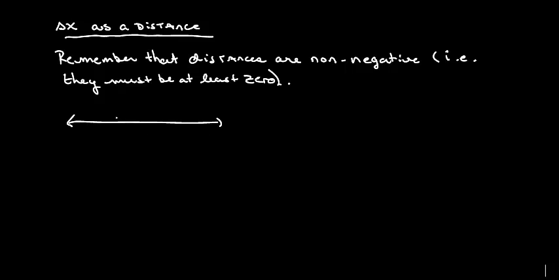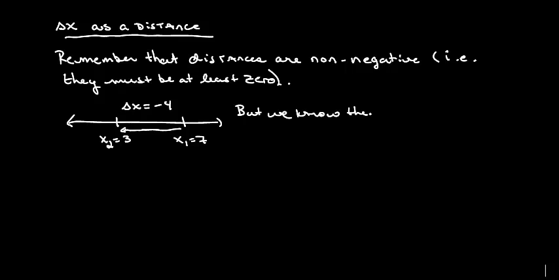they're non-negative. So if we take a look at a number line here, and let's consider x on this number line, let's say x2 falls to the left of x1. So our delta x here goes from 7 to 3, which is negative 4. But negative 4 is not a distance. And so, although it looks like we've moved negative 4, the total distance is positive 4.